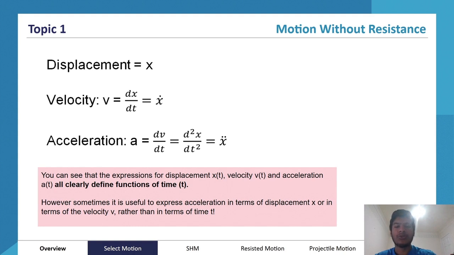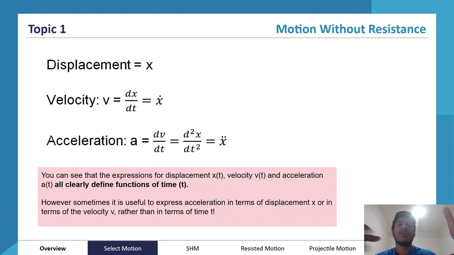However, sometimes it's more useful to express acceleration in terms of displacement, x, or in terms of velocity, v, rather than in terms of time. Now, the reason why we heavily emphasize acceleration is because that's our starting point in a lot of questions, and the reason for that is Newton's second law. When we analyze the forces on a system, we can say, okay, this is the net force, this is the mass of the object, hence the acceleration must be so and so. And we can do that in different dimensions, so we can have a two-dimensional or three-dimensional case. For the HSC, usually you're dealing with two-dimensional cases at maximum. One-dimensional cases for motion without resistance, resisted motion and simple harmonic motion.